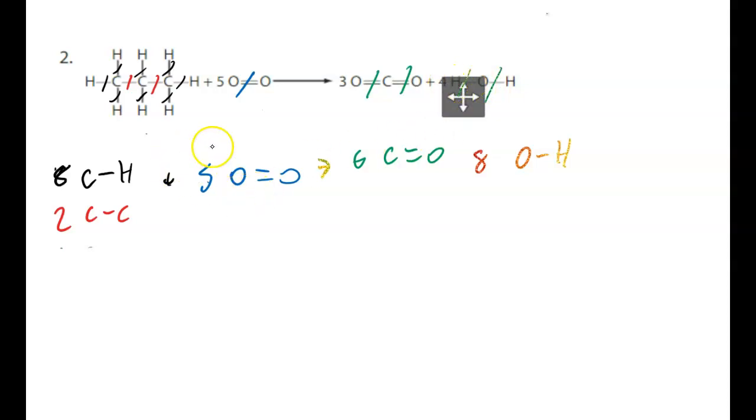2 times 4 is 8. So I've really carefully counted up all the bonds and written it out as such. The next step would be to publish the bond enthalpy values for each of these and do the math, and I'll show you what that looks like.